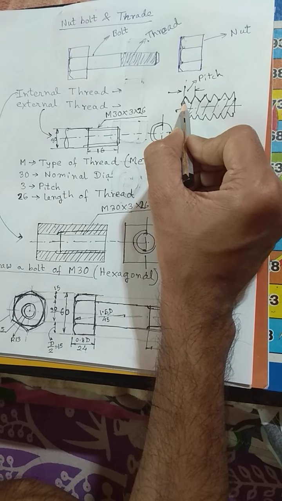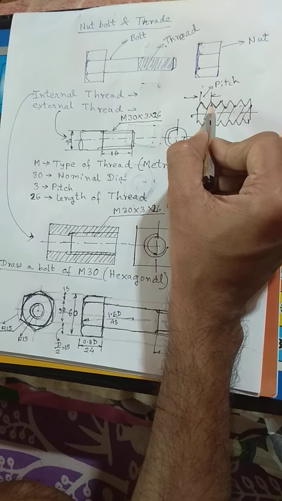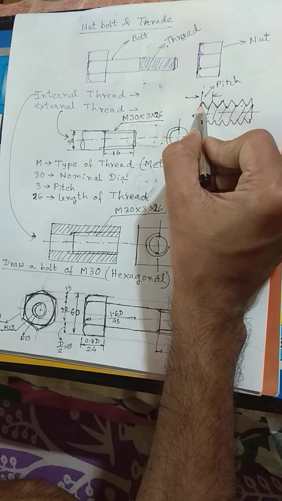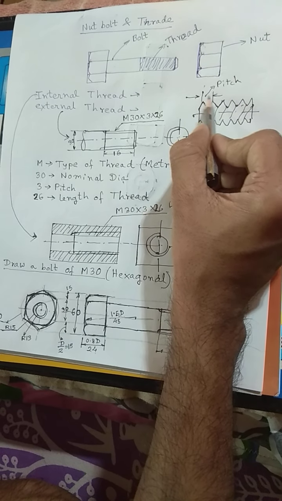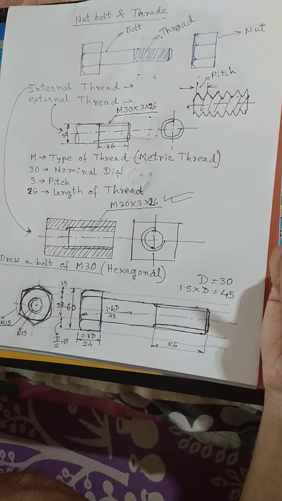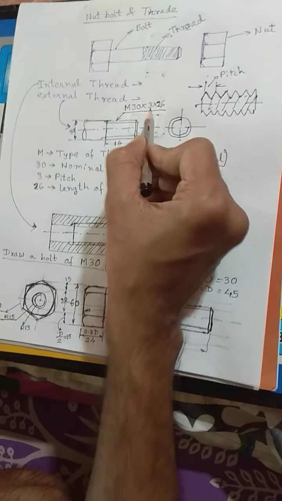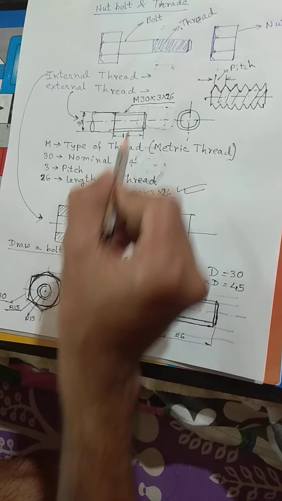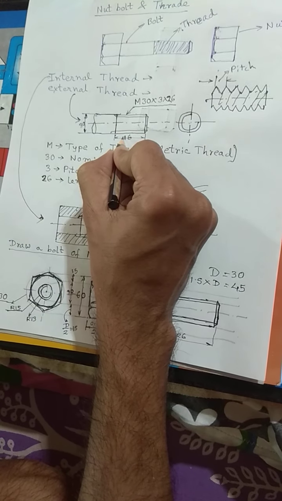So the distance between two pitch points which are side by side, and the point should be the same, that distance is called the pitch. Okay, and lastly 26, what is 26? 26 is the length of the thread. That means, sorry, this will be 26.